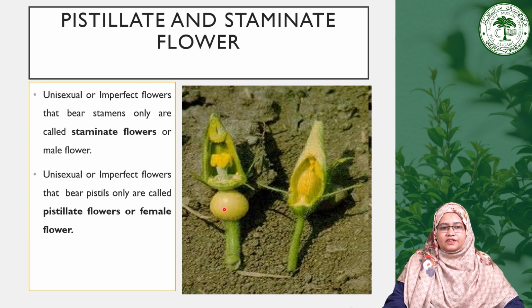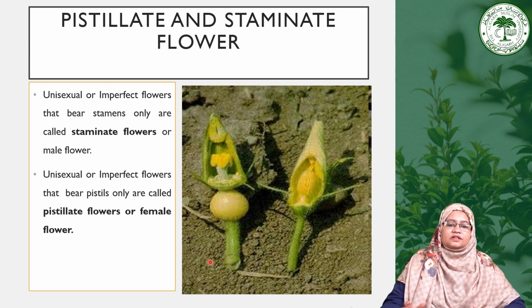And as we have discussed earlier, this one is the pistillate flower. As you can see, it has only gynoecium, the female reproductive part. In this particular image, there is only the presence of one sex organ, either pistils or stamens. On this basis they are called pistillate and staminate flowers.